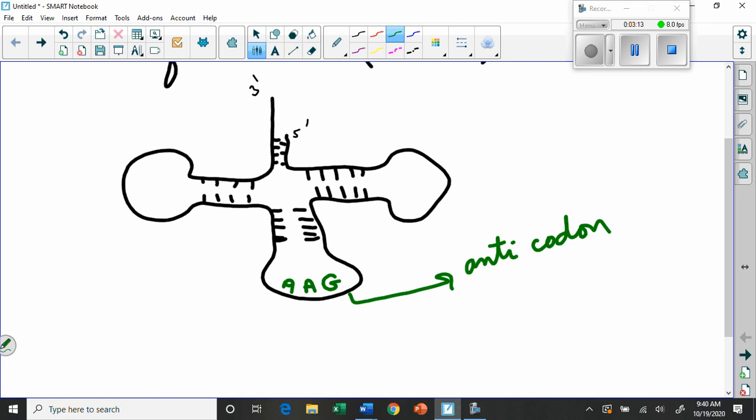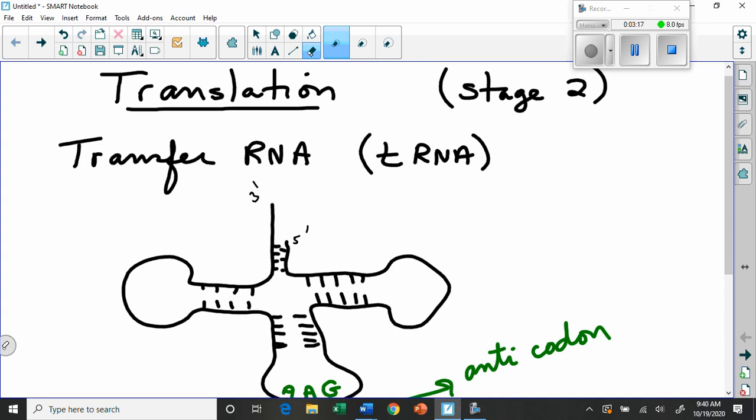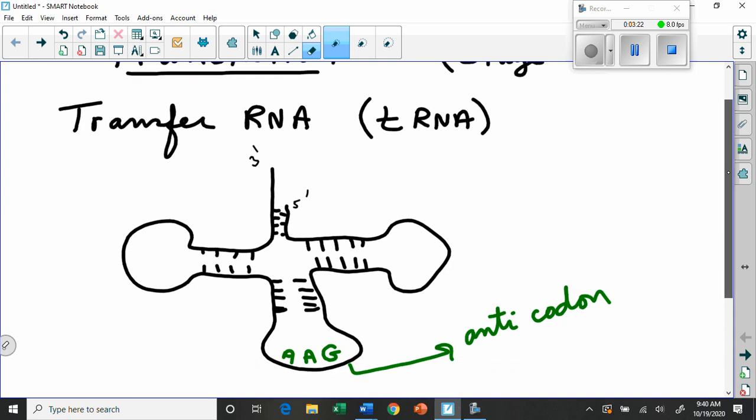Now, behind the RNA, I guess I'm going to have to erase. Do you have room up here to write? No? Okay, then let's just draw another picture.